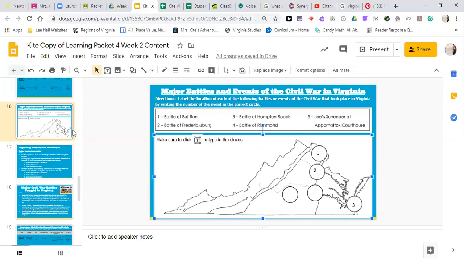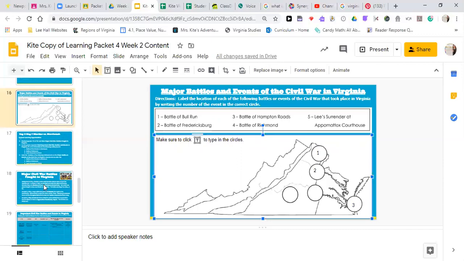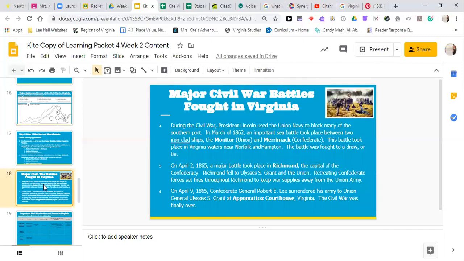All right, so now we're going to go back to the next battle. On April 2nd, 1865, a major battle took place in Richmond, the capital of the Confederacy. Richmond fell to Ulysses S. Grant in the Union. Retreating Confederate forces set fires throughout Richmond to keep war supplies away from the Union Army.